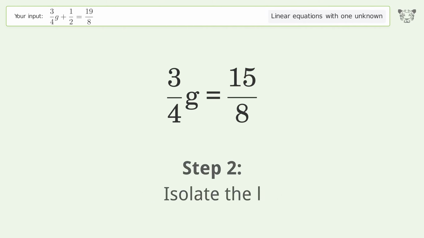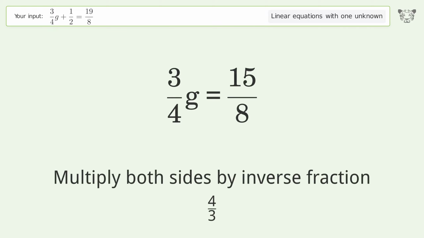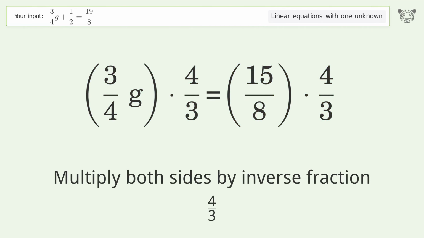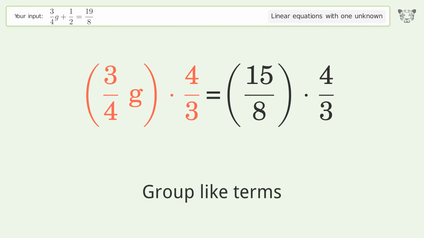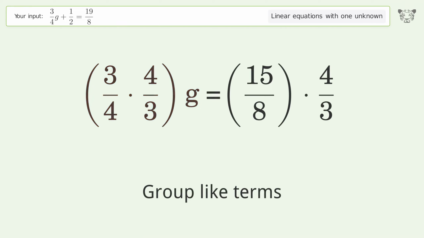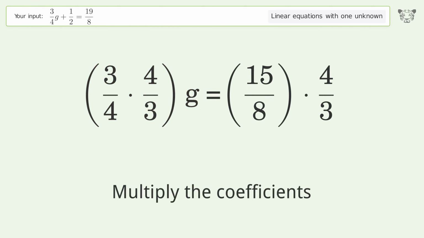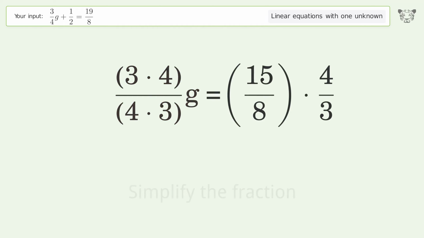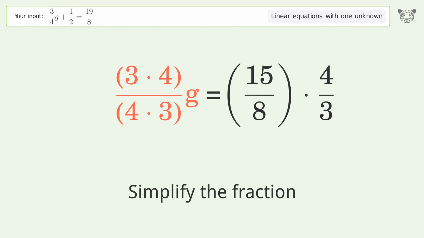Isolate the L. Multiply both sides by inverse fraction 4/3. Group like terms. Multiply the coefficients. Simplify the fraction.